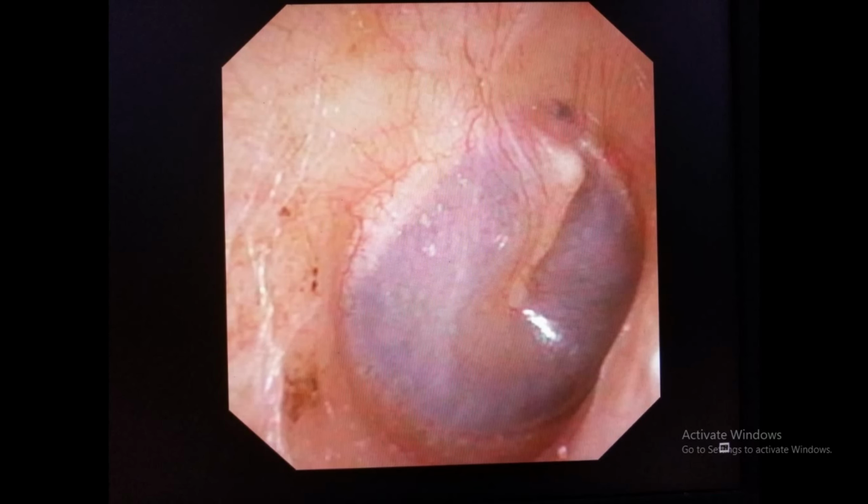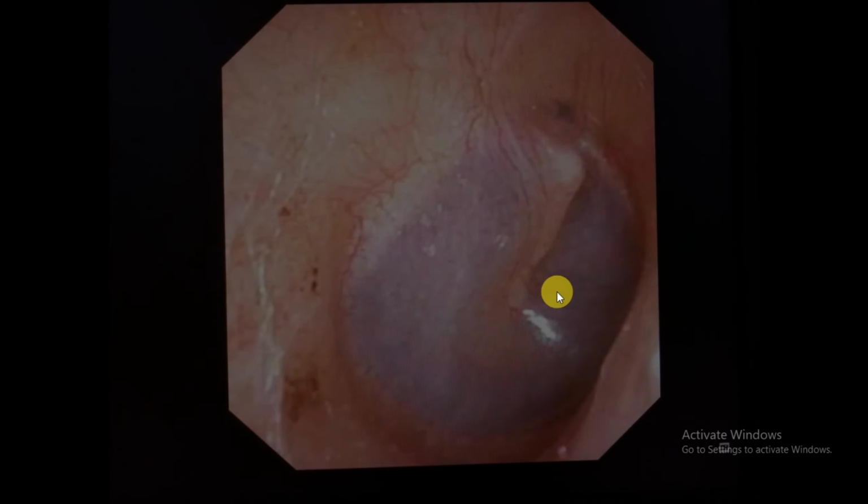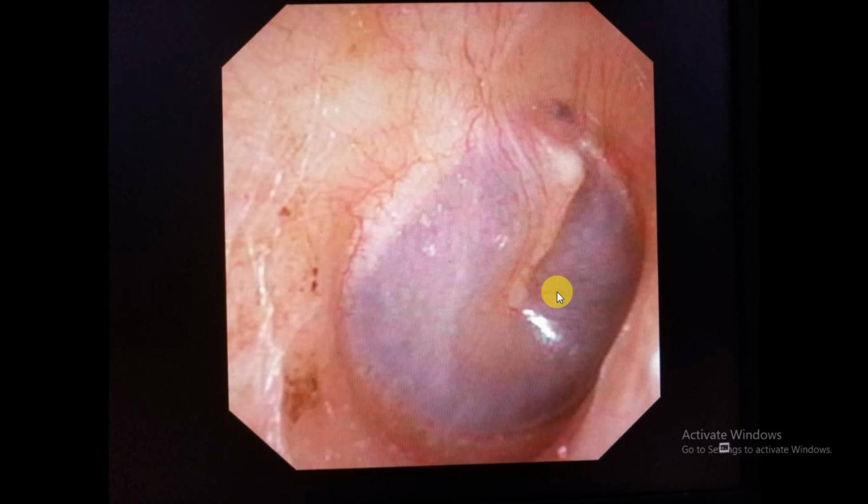It is the endoscopic view of right tympanic membrane. Tympanic membrane forms the partition between external auditory canal and the middle ear. It is obliquely set, and as a result, its posterior superior part is more lateral than its anterior inferior part.